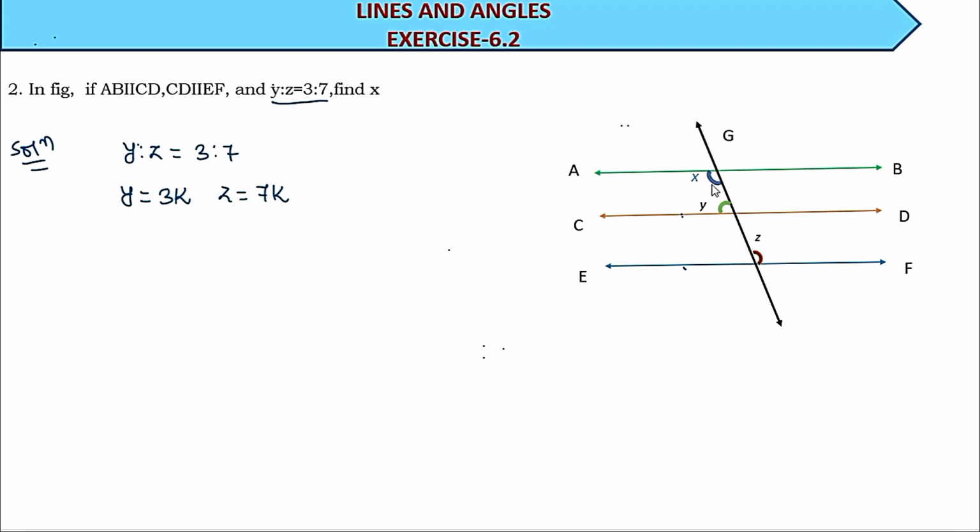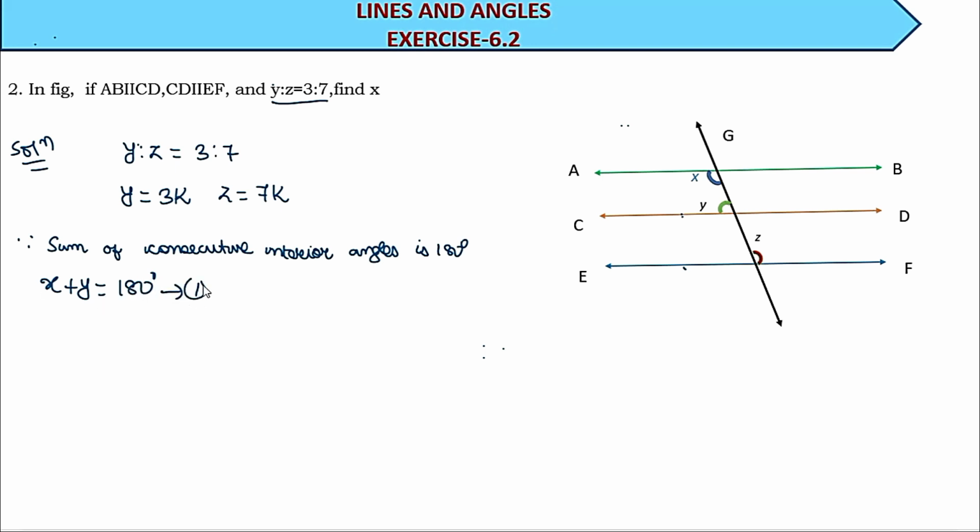They are consecutive interior angles and the sum of the consecutive interior angles is 180°. So we will write, since the sum of consecutive interior angles is 180°, we can write x plus y equals 180°. Okay. So give this as equation 1.